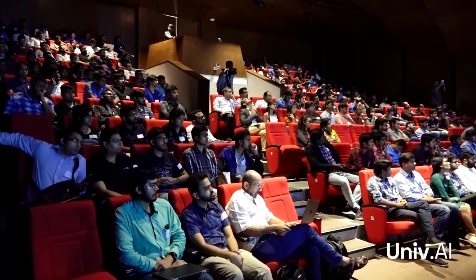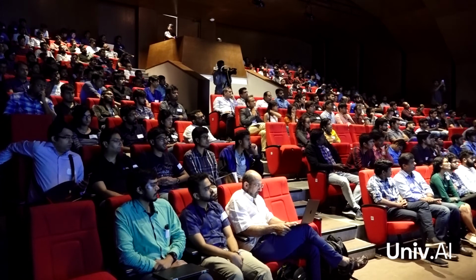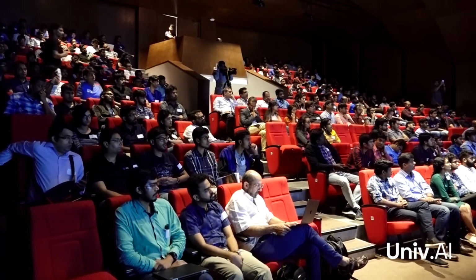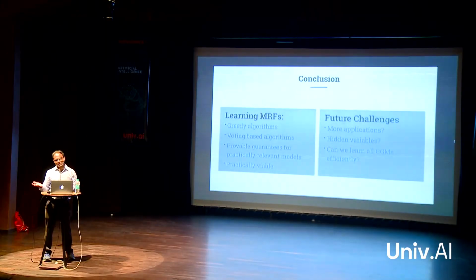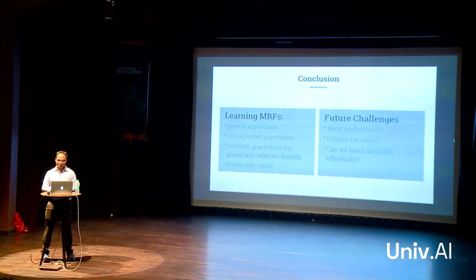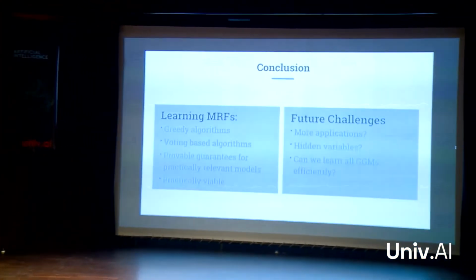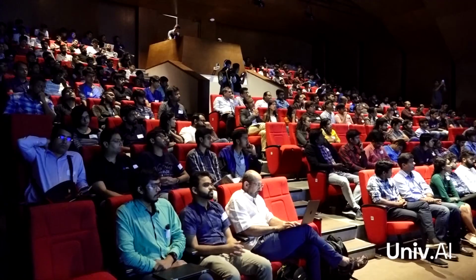Another question is whether or not we can learn all Gaussian graphical models efficiently. Gaussian graphical models are extremely versatile, as I said. So if you can actually learn all of them efficiently with a logarithmic number of samples, that would be very useful in practice. Right now we do this for a wide class of distributions, but it's still not as general as we'd like. That's it.